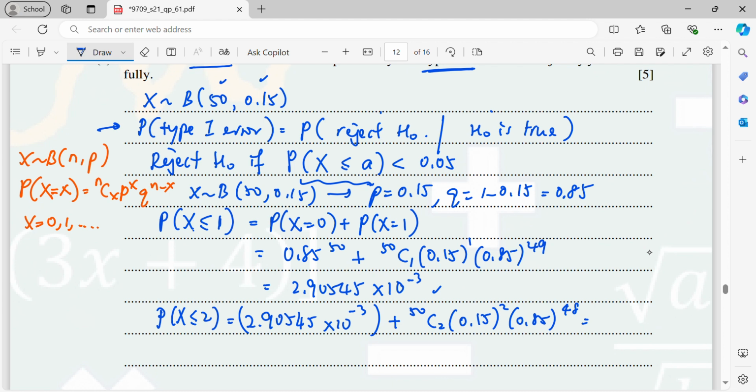And this is going to be 0.0141885. And again, this is less than 0.05. So now we need to calculate the next value to check the highest probability. So P(X ≤ 3) equals P(X ≤ 2) plus P(X = 3). So I will copy this result.